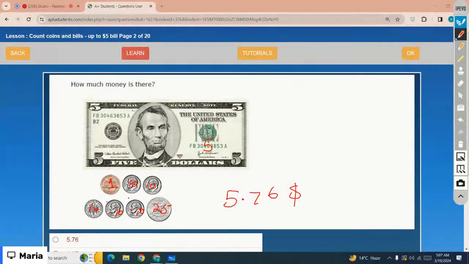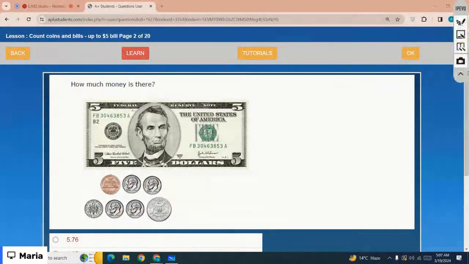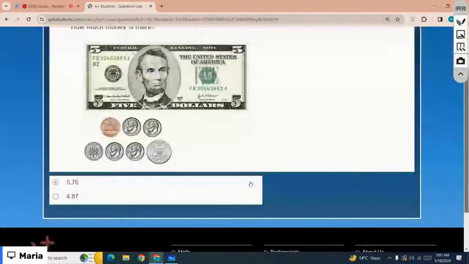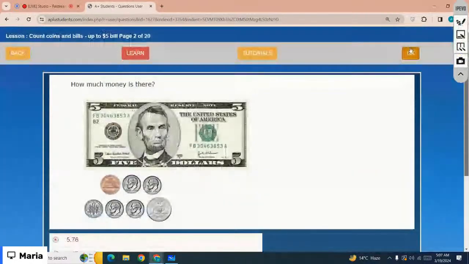You just have to recognize the coins. If you look at them carefully, you can see here you have written the quarter, right? And these are the coins for the dimes, and this one is for the cent. If you look at them carefully, you can see their names are mentioned on them. The correct option is $5.76.